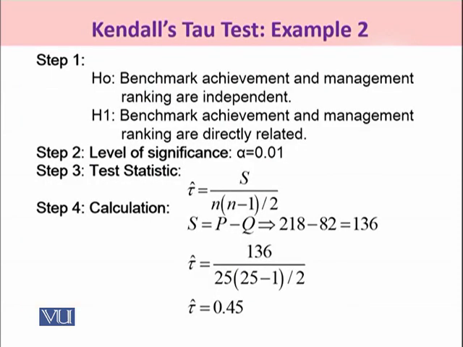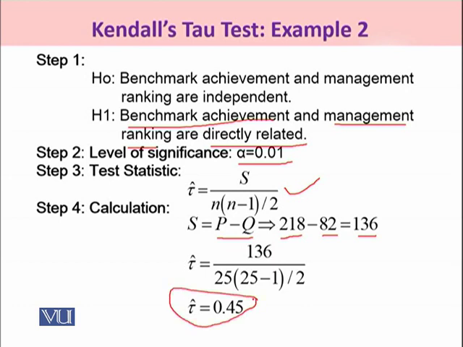Whereas under step 1, you need to define the pair of hypotheses. So under H1, we have taken that benchmark achievement and the management ranking are directly related. That means we are talking about a one-tailed test, level of significance 0.01, test statistic T hat is S over N into N minus 1 by 2, whereas S is the difference between P and Q. So P is 218, whereas Q was 82 that we have just calculated. So the difference is 136. Plugging this value into this formula, we have got T hat as 0.45.